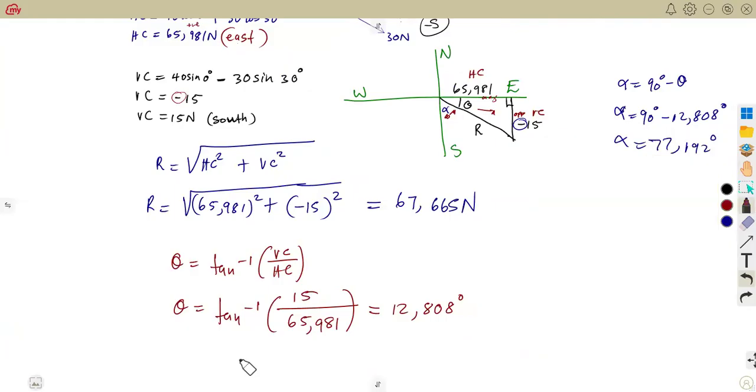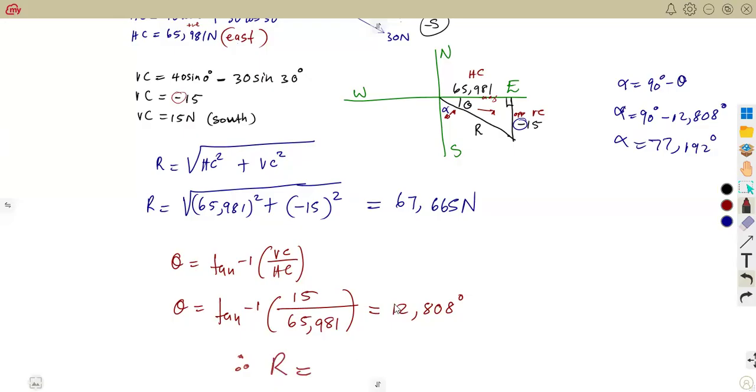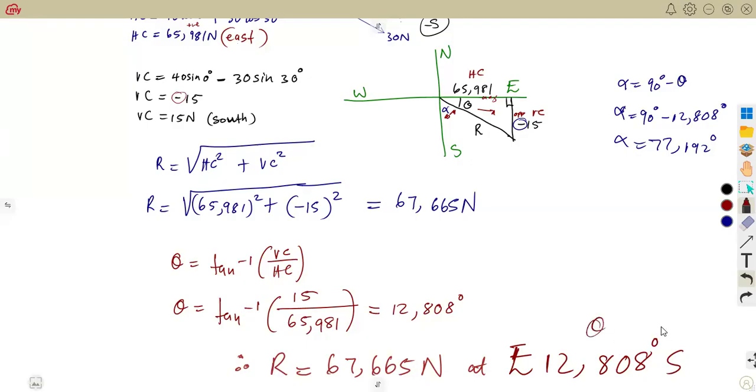So in terms of the theta, we are simply saying, therefore, our resultant in that case, R, is going to be what? The one that we got here, which is 67,665 Newton at the direction now. Theta, according to theta, is affecting from east going to the what? To the south, east to the south. So it will be at east theta degrees, which is 12.808 degrees, going to the south. So this is when you are using theta.